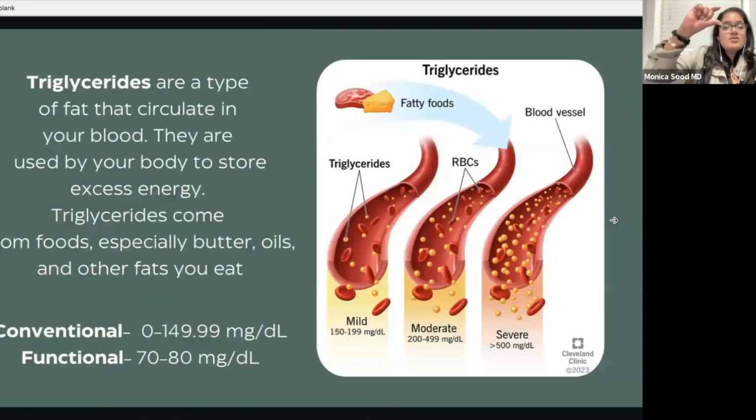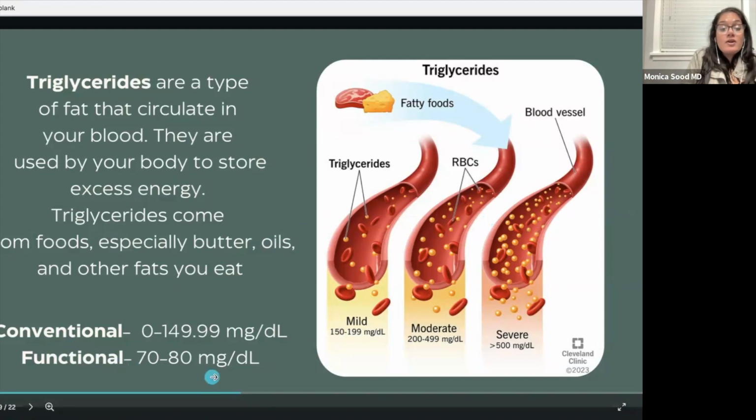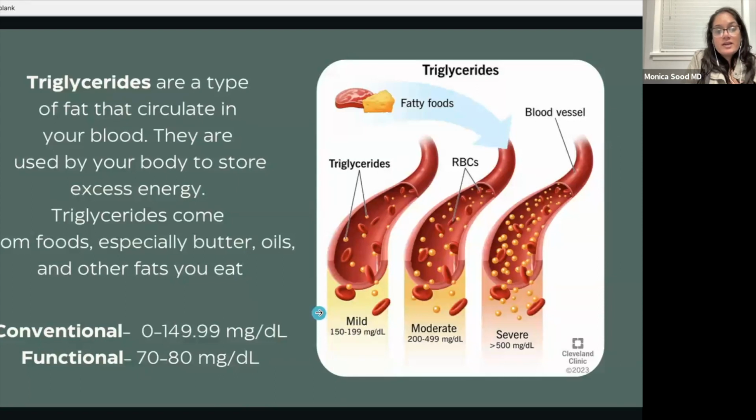So we talked about cholesterol, which is the first part of the lipid panel, and now we're talking about the triglycerides. So the triglycerides are basically storage forms of energy, and we need triglycerides. Even though I think on conventional reference ranges it says from 0 to whatever, we need healthy triglycerides in our body. But our number that we like to see is between 70 and 80 milligrams per deciliter. Conventionally, the labs say 0 to 149.